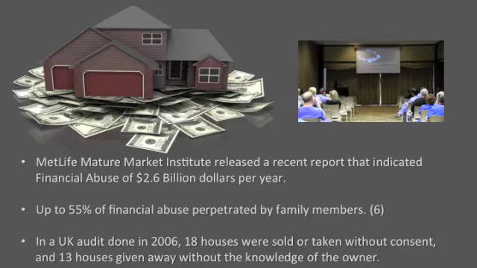There was a study done in the UK, and again, finding the most current research is challenging because there's not as much out there as one would think. But one of the studies in 2006, done in a small area of the UK, found that 13 houses were given away without the knowledge of the elder owner. I mean, it just seems unbelievable that you would give away or sell property without the elder family member ever even knowing.